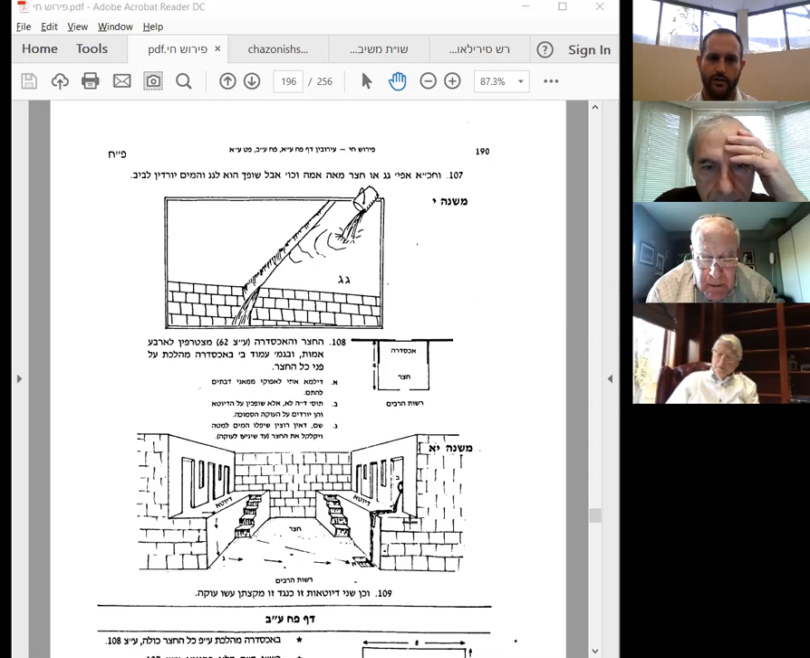So what's the difference that is 4 by 4 amot? You don't need a pit, whereas more than that you do. Because the answer is that Rabbi says that it comes down to basic person's water usage.